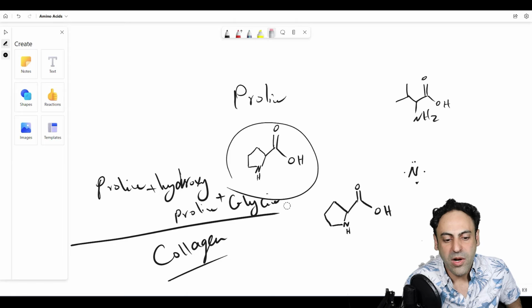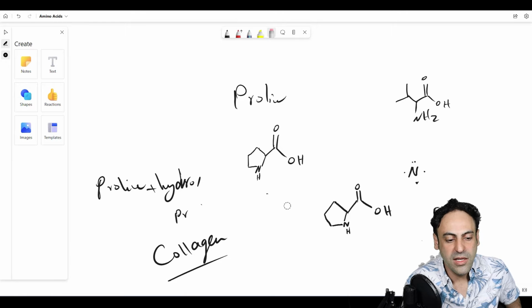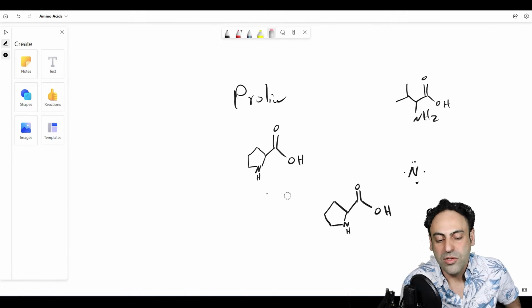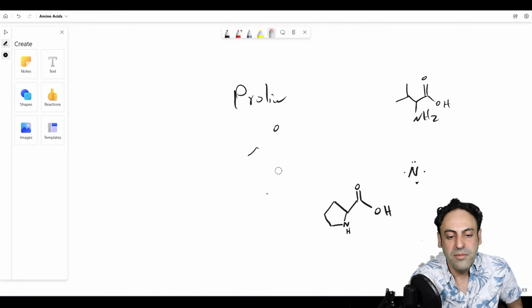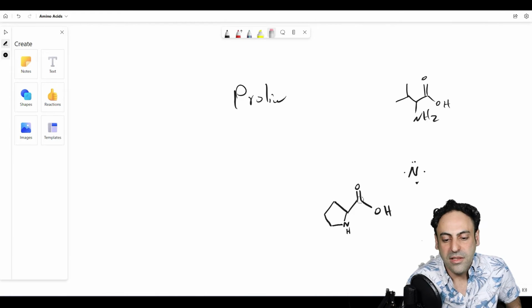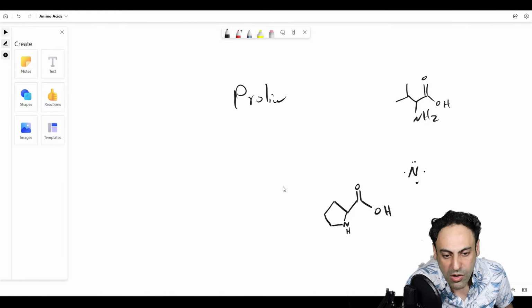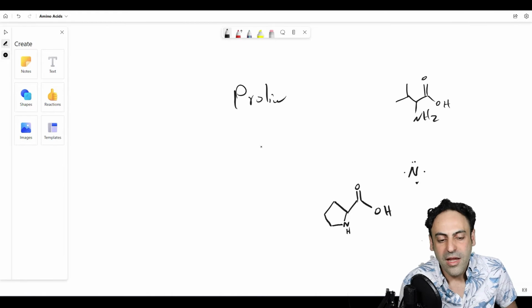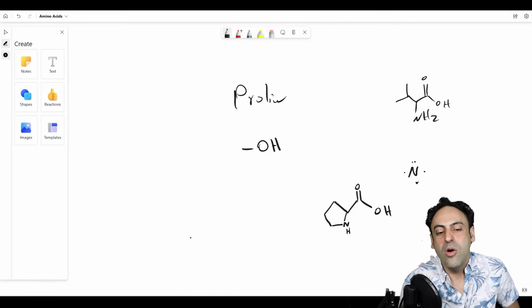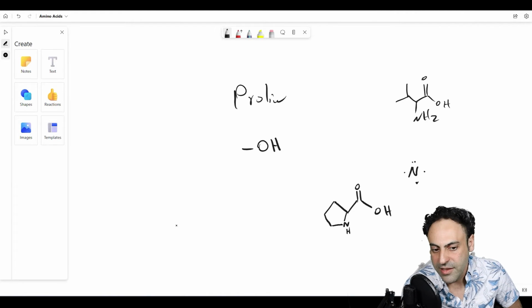Okay, now that we are here, let's draw the structure of the hydroxyproline as well. Now we know how to draw the structure of the proline. Hydroxyproline is going to be so easy. Imagine this is the proline. What the hydroxy tells you: hydroxy, always in science and especially organic chemistry, is talking about the OH. This is hydroxy or hydroxyl.